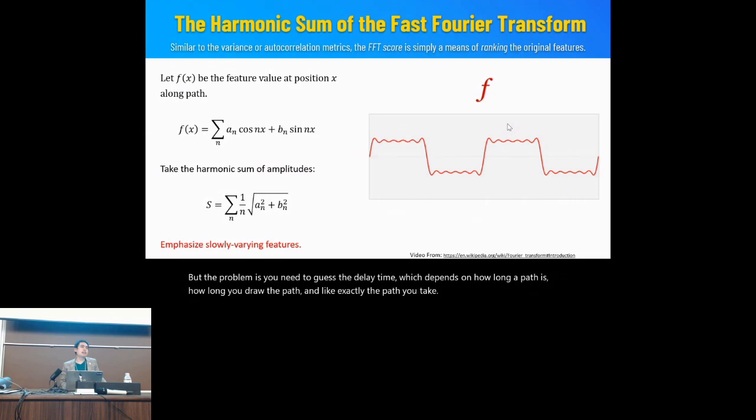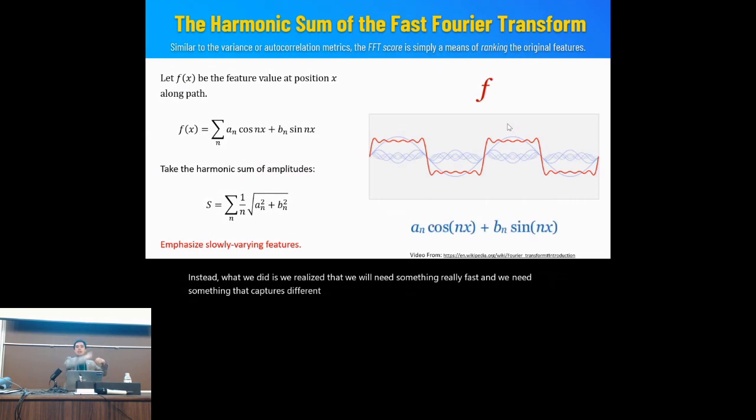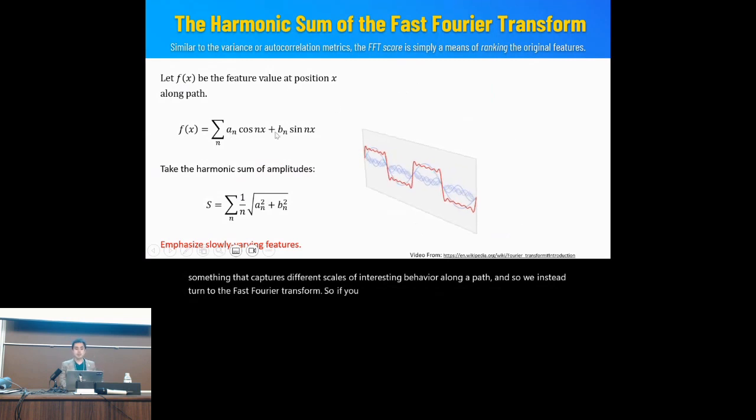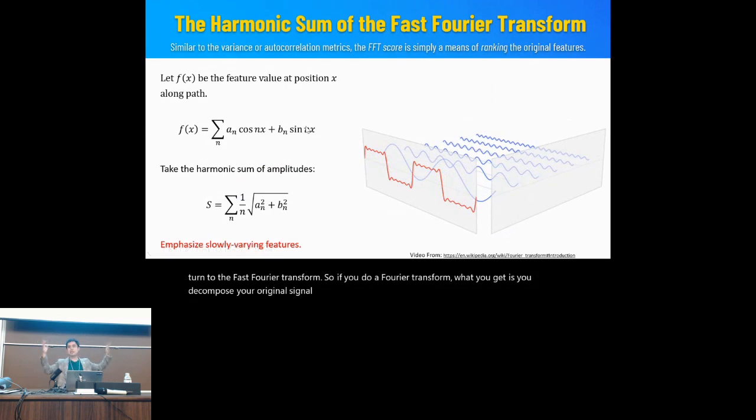Instead, what we realized is that we need something really fast, and we need something that captures different scales of interesting behavior along a path. And so we instead turned to the fast Fourier transform. If you do a Fourier transform, you decompose your original signal into a sum of sinusoids.